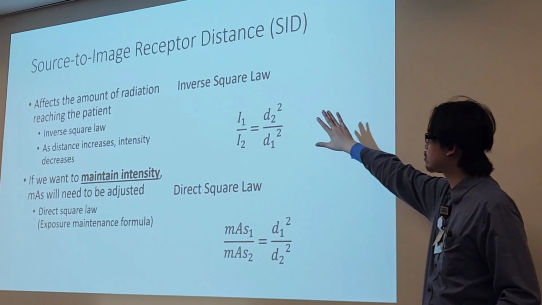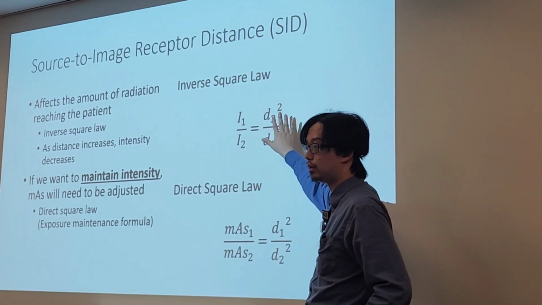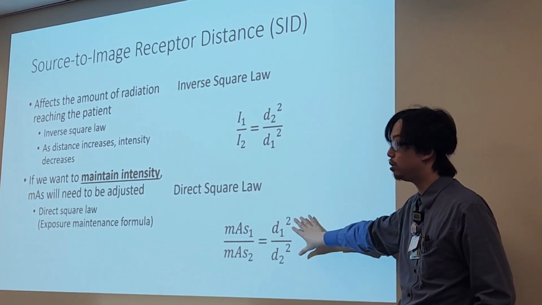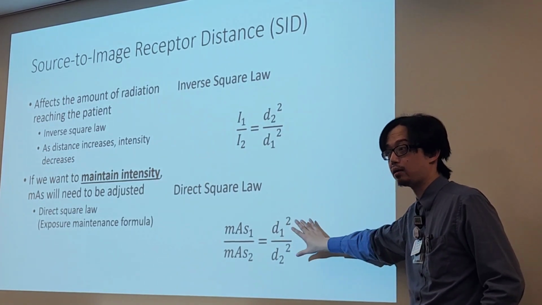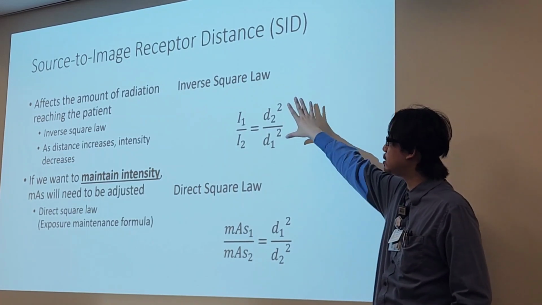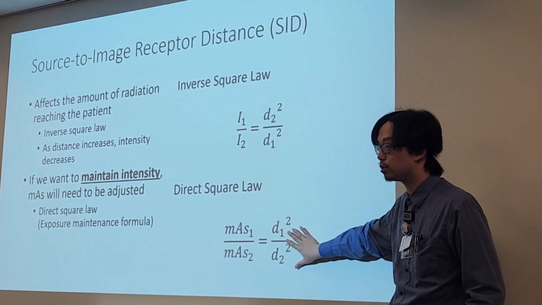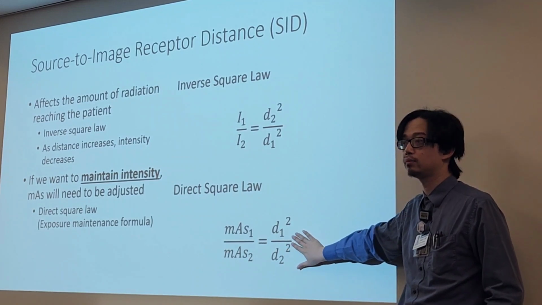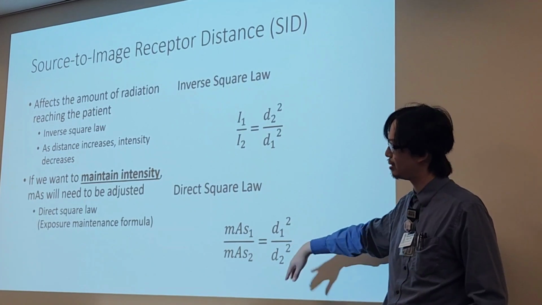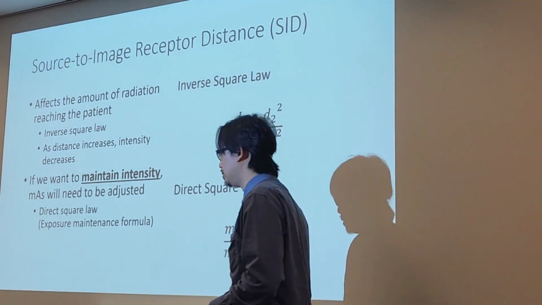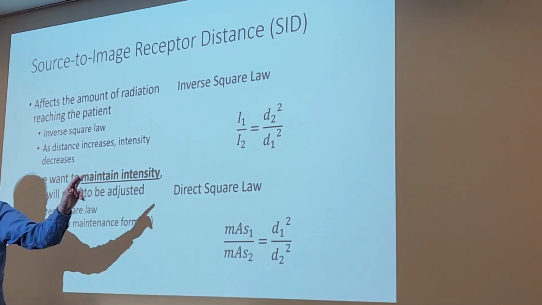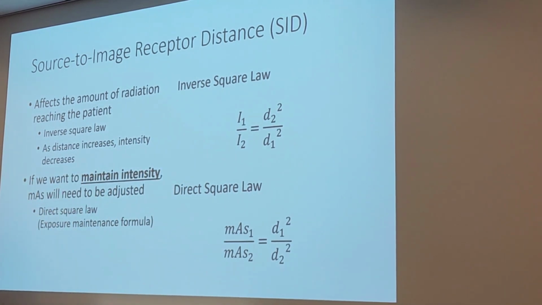Okay, so inverse square law, if you're talking about intensity, number of x-rays reaching the IR. Direct square law, if you're talking about maintaining intensity, keeping the number of x-rays the same. So here, number of x-rays are changing. Here, number of x-rays are staying the same. So yes, earlier our equation for maintenance was KVP and mass. Now it is distance and mass.